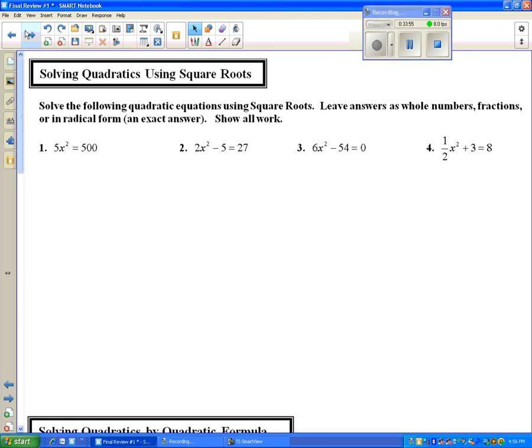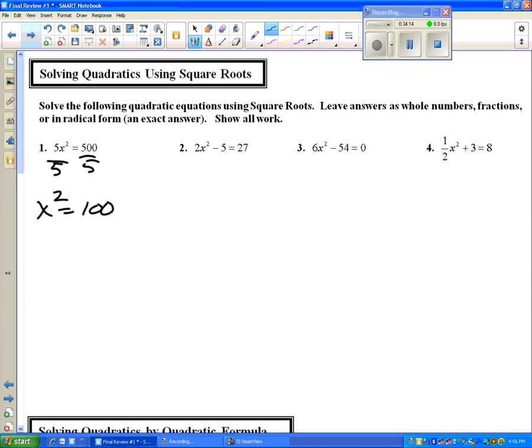Solving quadratics using square roots. Just like on the last one when I got the quantity squared by itself, on this one, I want to get the x squared by itself. 5x squared equals 500. First thing I want to do is divide by 5. X squared is equal to 100.